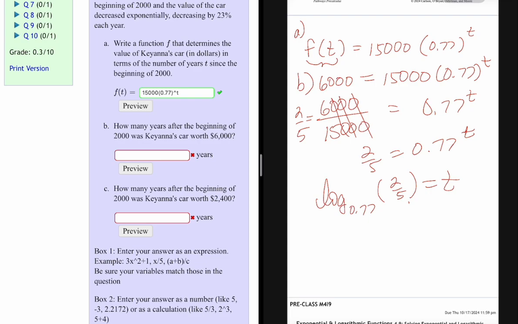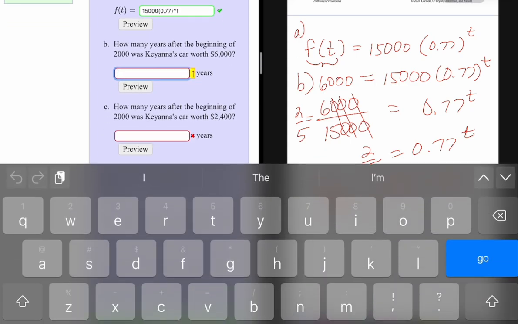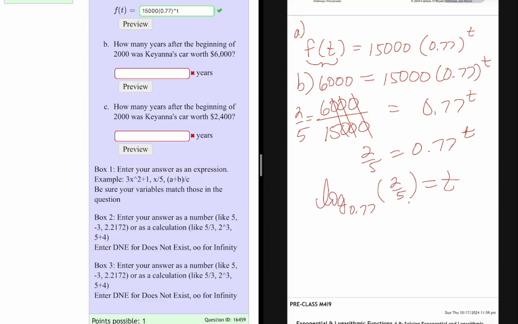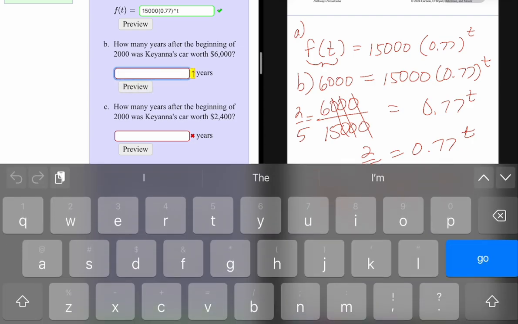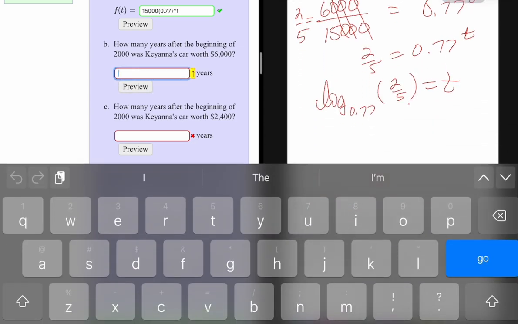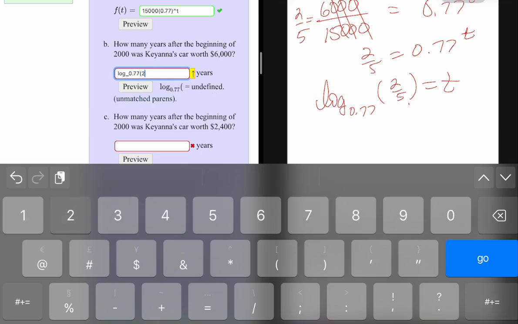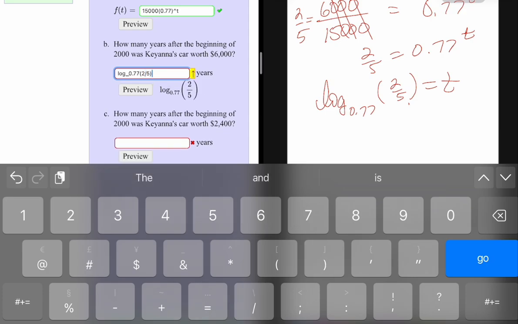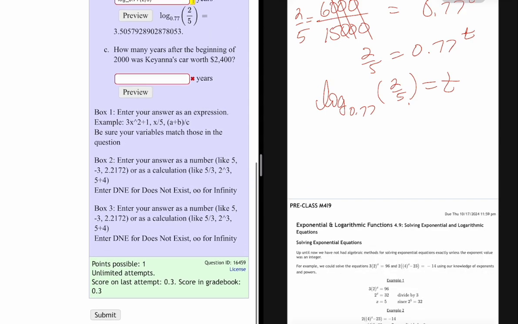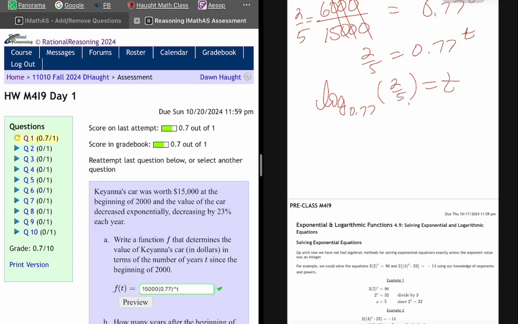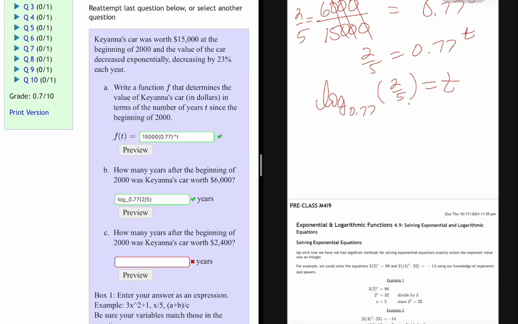If we just switch it into logarithmic form, and I think they're okay with us not giving an exact number at this time, I'm just going to plug in the log underscore 0.77 in parentheses 2/5. I think they'll be okay with me reducing it. And they were fine with that, okay? So there you go.